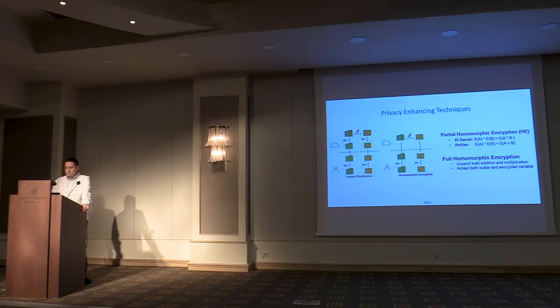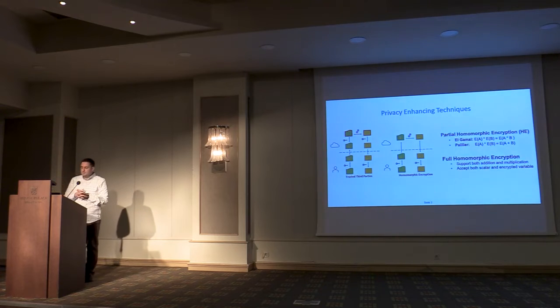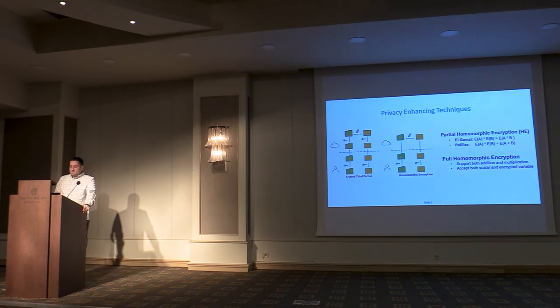There are two homomorphic encryption schemes. One of them is partial and the other one is full homomorphic encryption. In partial homomorphic encryption, the process is limited, so it doesn't allow all operations. It either allows scalar multiplication, or addition, or multiplication, depending on the scheme. In full homomorphic encryption, it allows most of the operations. At the same time, it is computationally intensive.